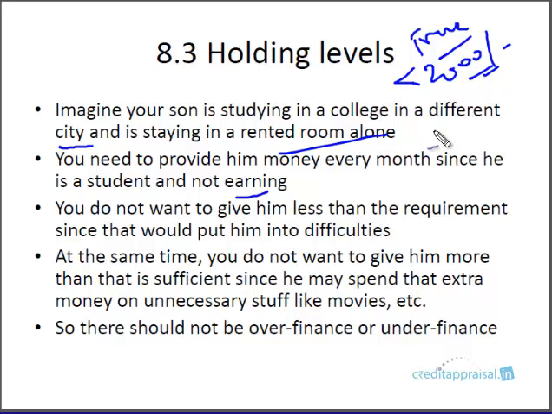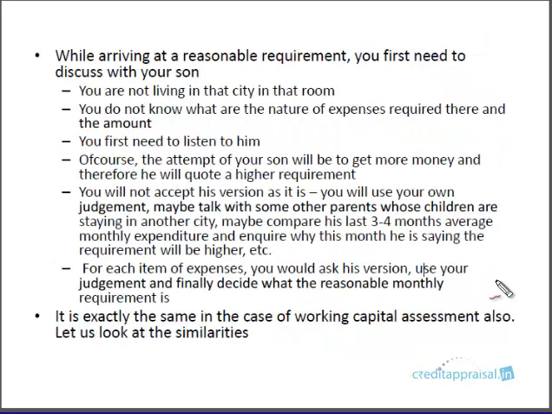But at the same time, you don't want to give him more than 2,000, because he's a student, and that extra amount he might spend on unnecessary expenses like movies and things like that. So he should not be over financed and should not be under financed. That would be your goal. So how do you arrive at that amount? How do you arrive at that 2,000? How do you know that your son is going to require 2,000 per month?